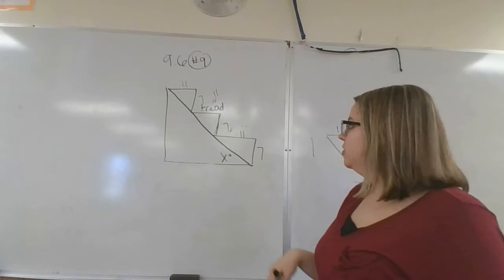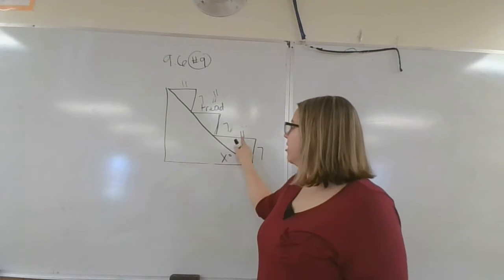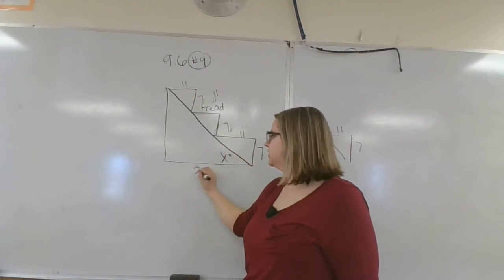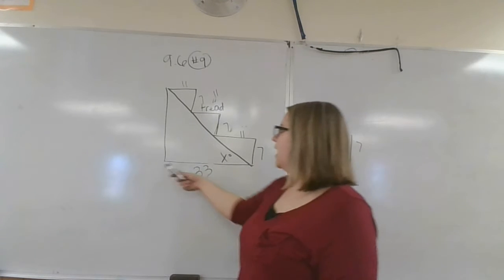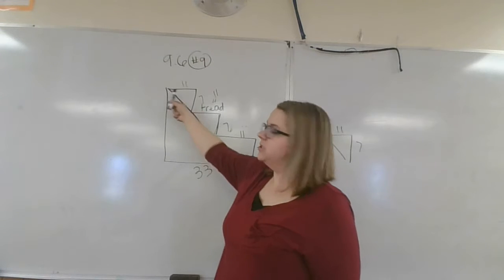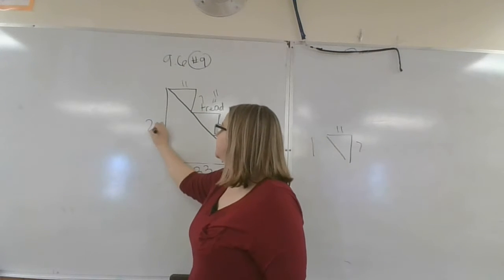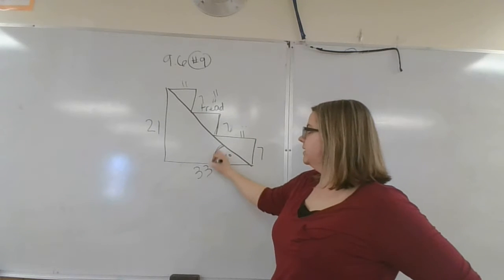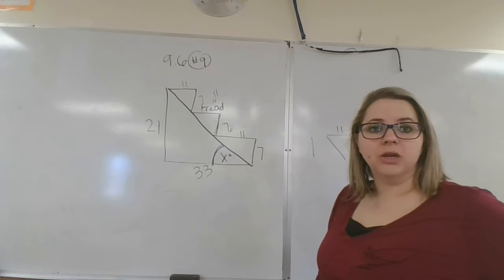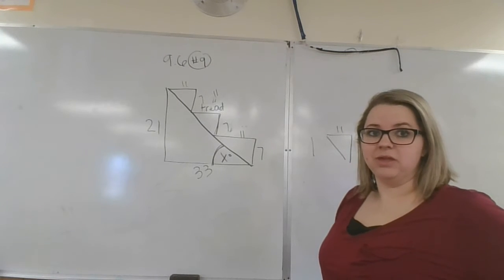that triangle. Okay, so to get this length here, I just have to add up all these 11s. So I have 11 plus 11 plus 11, that's 33. Now, kind of the same thing for here. I need to add up all the 7s to get my length here. So 7 plus 7 plus 7, that's 21. Now, here's my angle we want to find. Am I going to use sine, cosine, or tangent? That's what we have to think here.